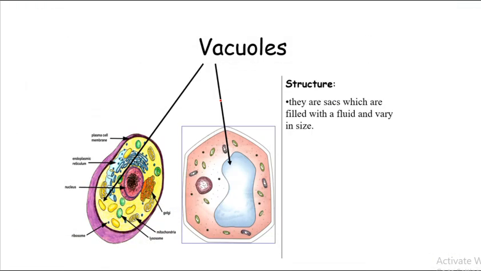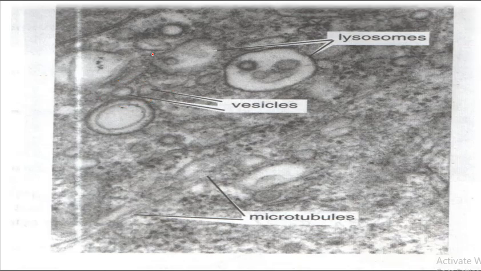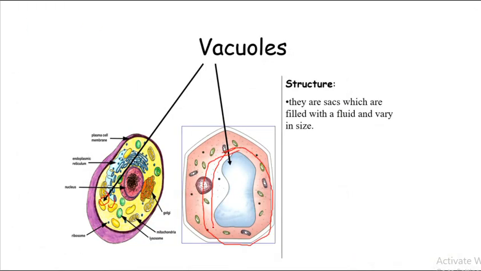Next we have vacuoles, and vacuoles are sacs which are filled with fluid. For example, this is a plant cell, where we have the sap vacuole, but in animal cells they are very small. As you can see, they are just sacs which contain fluid and vary in size. Animal cells contain vacuoles which are small and temporary, while plant cells have large and permanent vacuoles. As you can see, this is the sap vacuole which is large and permanent, while in animal cells they are very small.